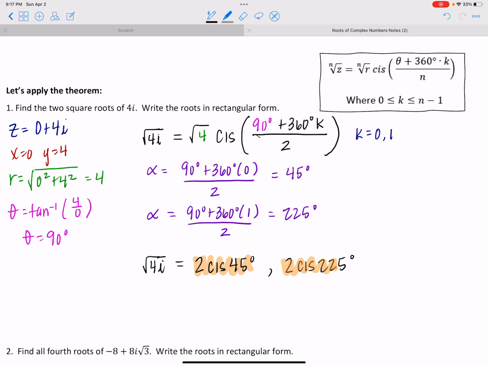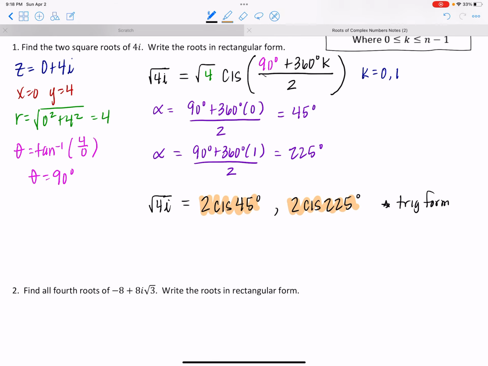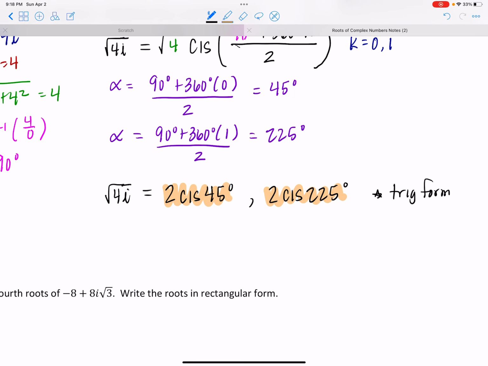but these are in polar form or trig form. And we need to be able to handle either one. I think one question in your homework I said leave them in trig form, but another one I asked you to put it in rectangular form. So if we needed the rectangular form, then we just have to evaluate these.